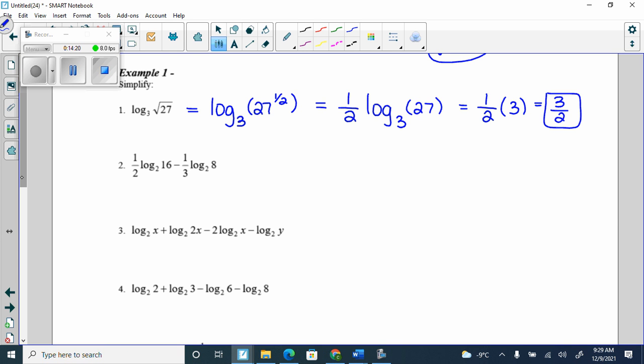Number 2, I have log base 2. Log base 2, it screams, put me together. So then I try and put it together, but what's the problem? No 1's in front. I have a 1/2 in front and a 1/3 in front. So how can I get those to go away so I have 1's in front? Yes, I can bring the exponents up.